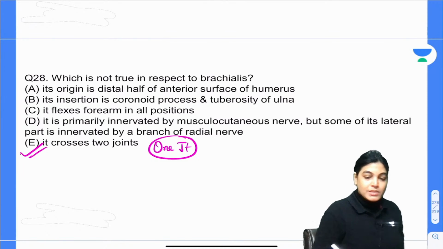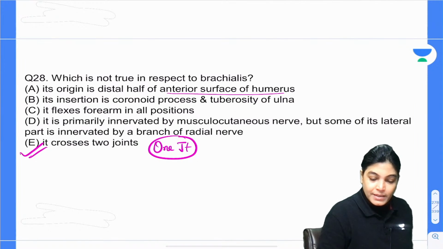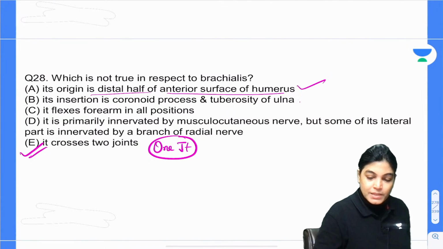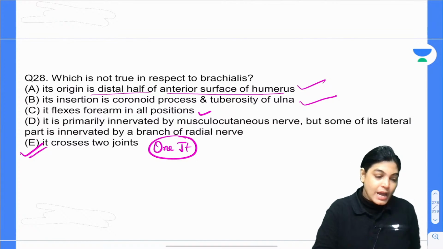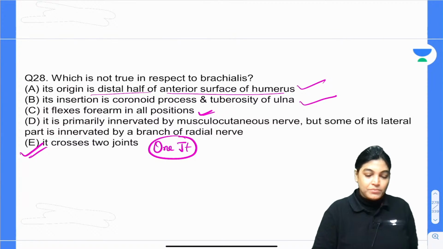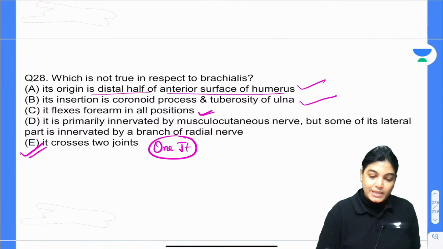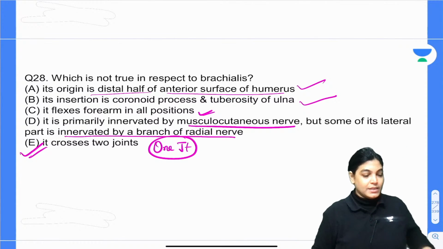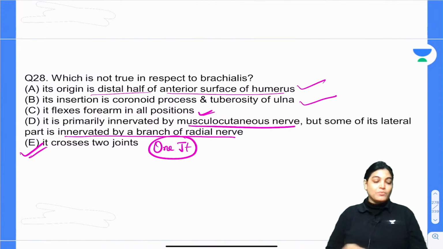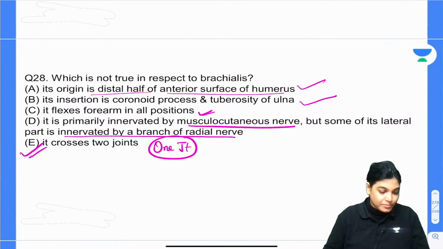Yes, we know that the origin of brachialis muscle is from the anterior distal half of the humerus. Insertion is in the ulnar tuberosity and coronoid process, and it is one of the prime flexors of the forearm in all positions. Its innervation is by the musculocutaneous nerve and also by a branch of the radial nerve. Absolutely correct. So we have got brachialis muscle as the example of a hybrid muscle.